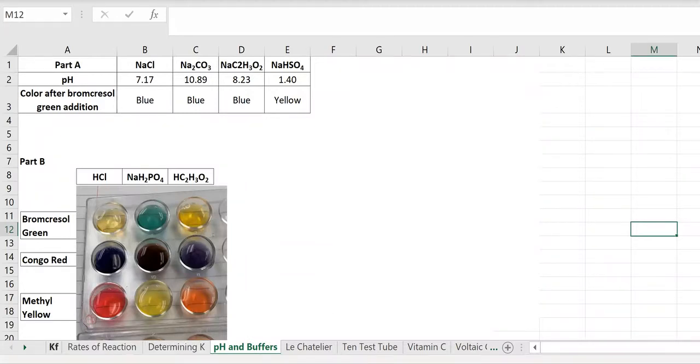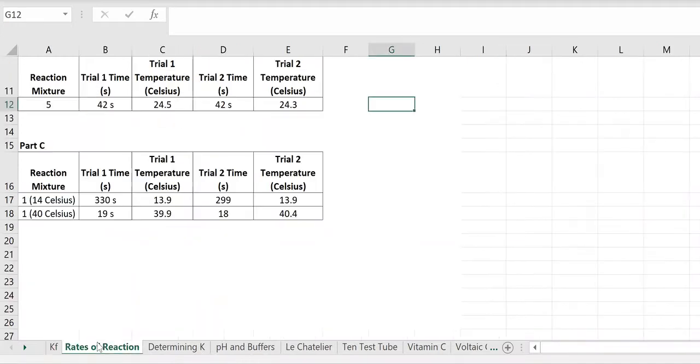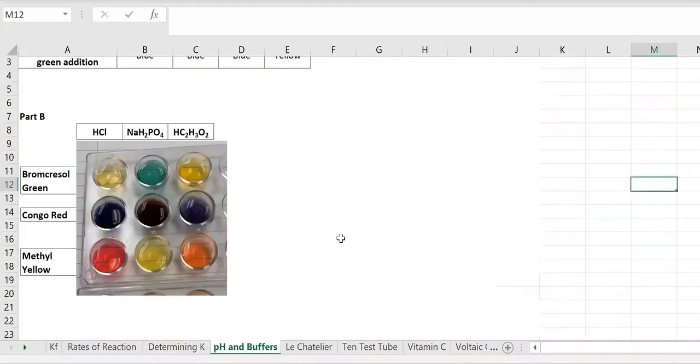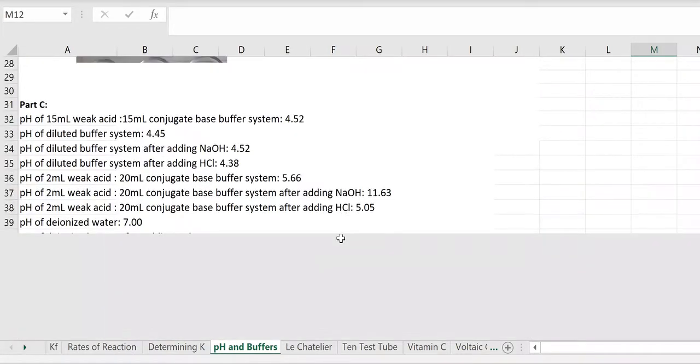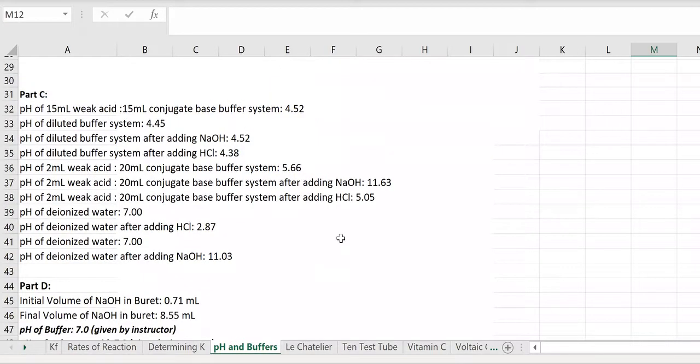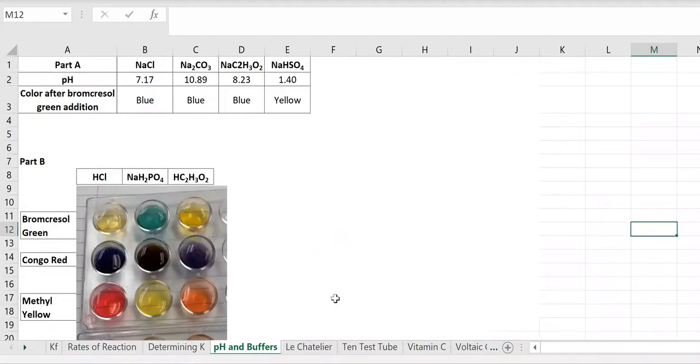Remember, the first lab, we have this, the second lab, we have this, the third lab. So this is our pH and buffer lab. Then you just scroll down, and you have the pictures and all the information that you need. This will all go into your recorded data section, okay? Of course, the following reactions here.